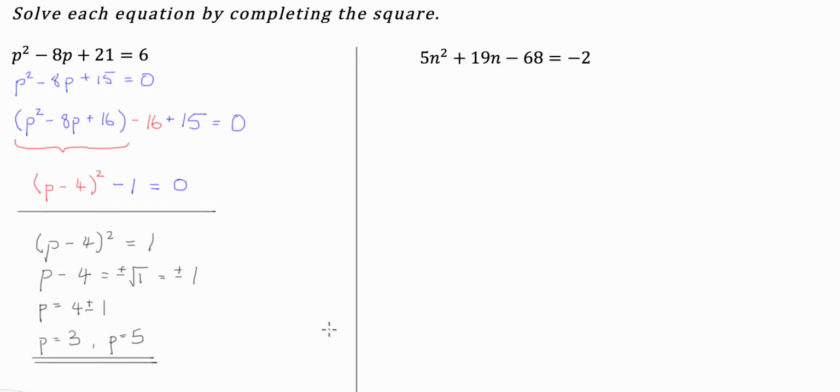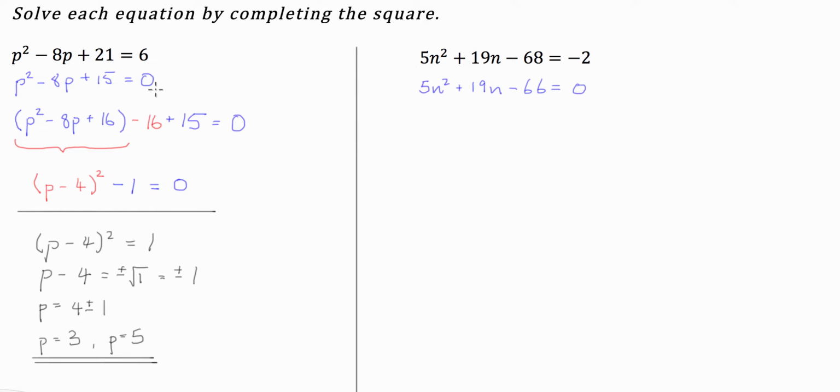So let's go on to the next one, which is a little bit more difficult. Like the one before it, we're going to move everything over to the left hand side so we can get an equals 0 term. So we're going to have 5n squared plus 19n minus, now negative 68 plus 2 is negative 66. And that equals 0.